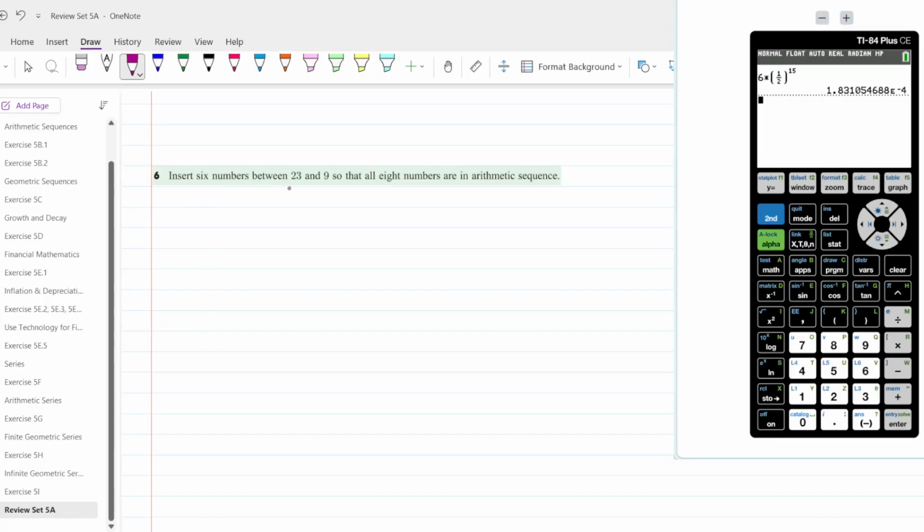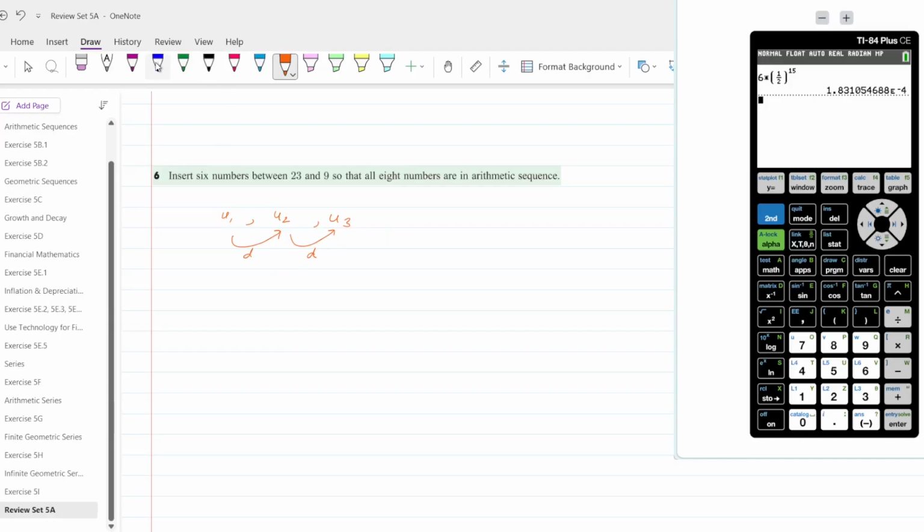Insert 6 numbers between 23 and 9 so that all 8 numbers are in arithmetic sequence. Now here I want to show you a concept that says if we have two terms, that is u1 and u2, in an arithmetic sequence, then we have only one difference in between them. If we have three terms, then we have one difference from u1 to u2, and the second difference is from u2 to u3. So in case of three terms, there are two differences. Similarly, in case of four terms, there will be three differences.